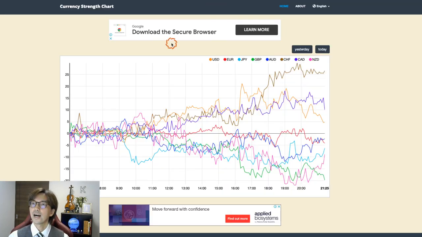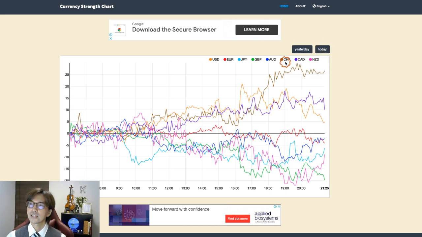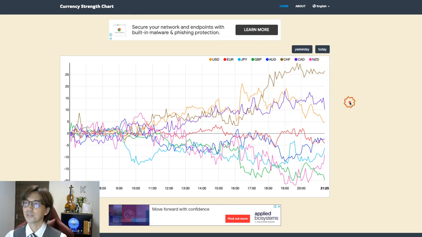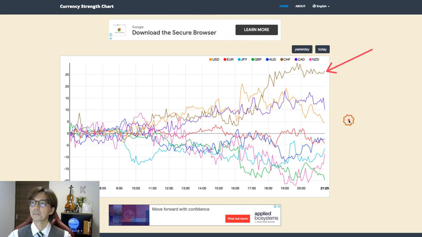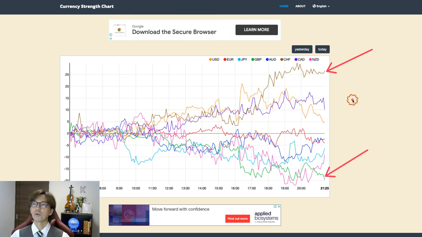And also, I check the currency strength chart. This is the second website that I oftentimes check before I take any trades, or when I screen. You can find the link below in the description, so you can access it. On this one, at a glance, I know that the Swiss franc is strong today, and the pound is weak today. Pound is the green one, and Swiss franc is brown.